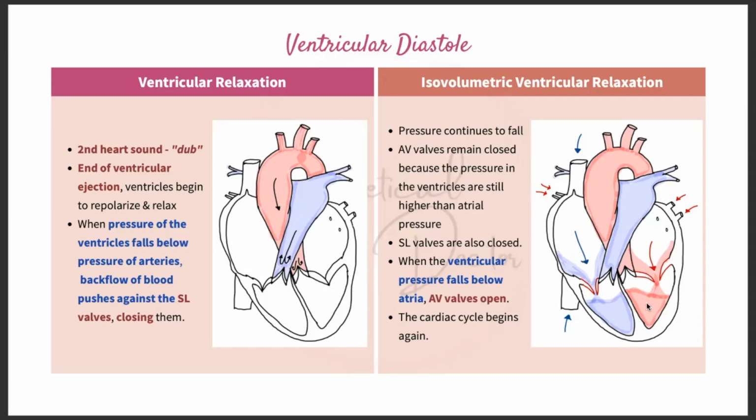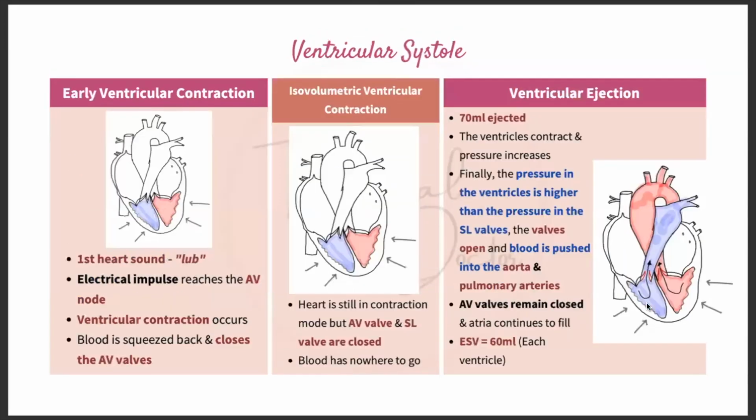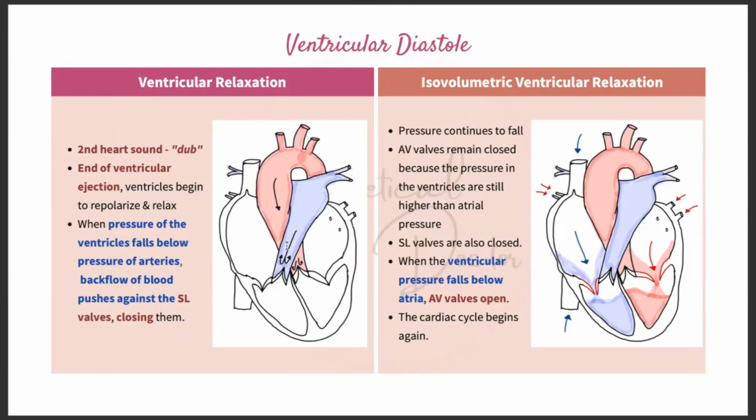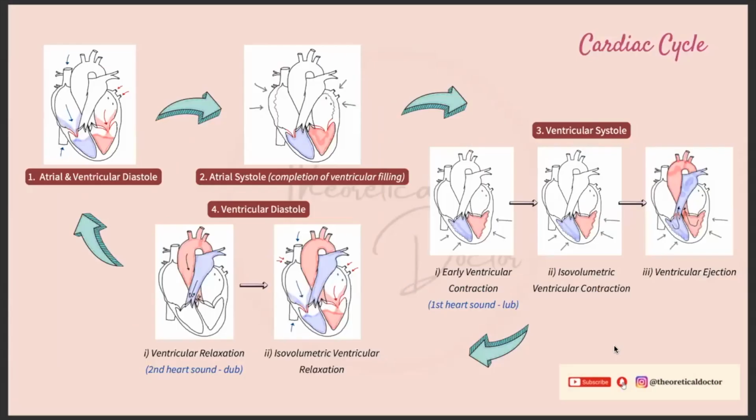So remember, in the very beginning of the cardiac cycle, the late diastole phase, this one, 1. This is that phase, and after that the cycle begins again. This is a summary of the cardiac cycle.